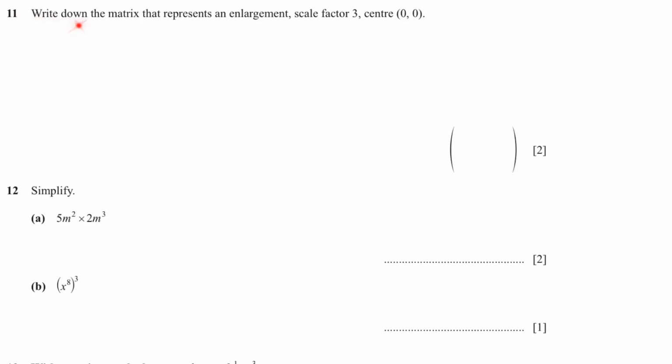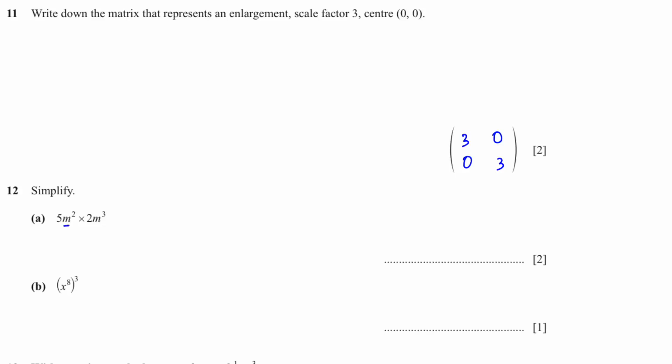Question number 11. Write down the matrix that represents an enlargement, scale factor 3, center 0, 0. It's center 0, 0, and if you have a scale factor, the rule is that you write the scale factor here and 0, 0 here. From 2020, matrix has been removed from the syllabus. So yeah. Next question, simplify.